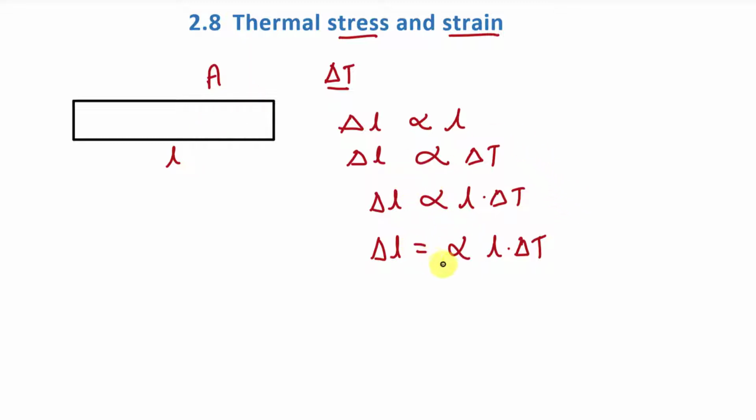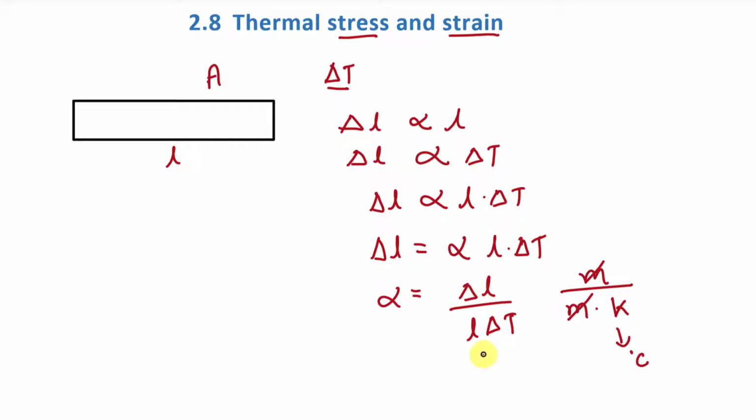Now what will be the unit of alpha? Here alpha will be equal to delta L divided by L into delta T. The unit of delta L will be meter, the unit of length will be meter, and the unit of delta T will be Kelvin, or it will be in degree Celsius. So we can write that the unit of alpha is Kelvin inverse or degree Celsius inverse, right? Now this equation is important.